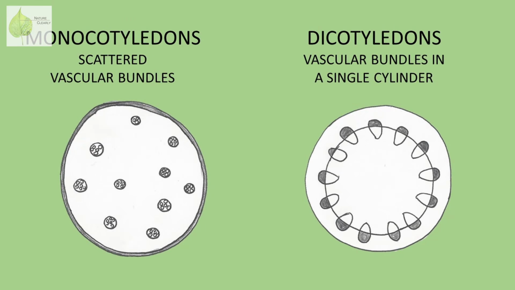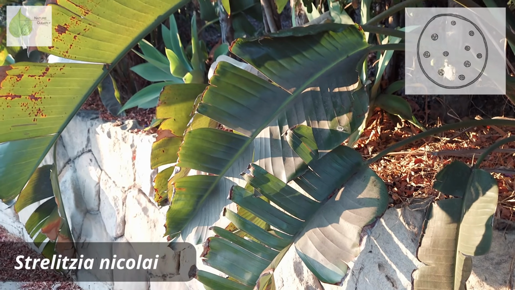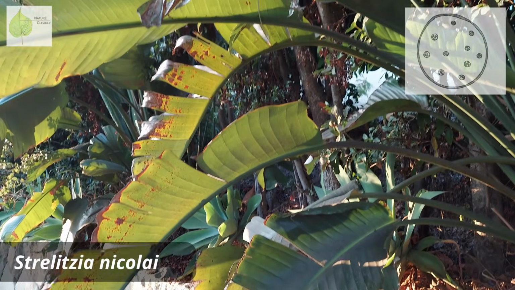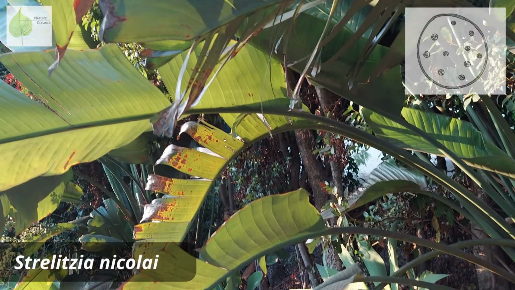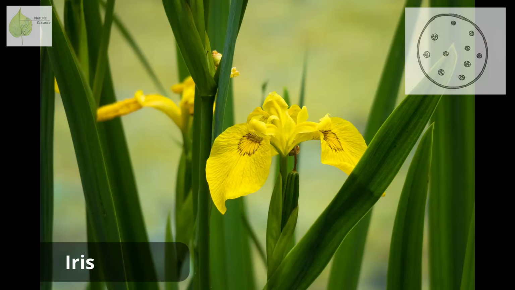Vascular tissue, the system for nutrient and water transport, also differs between monocots and dicots. In monocots, vascular bundles are scattered through the pithy tissue of the stem, while in dicots, vascular bundles are organized into a single cylinder. But this is not really a characteristic you can readily see. However, what you can see is the lack of secondary growth in monocots. This means that monocots don't create cambium, so they don't truly become woody. The vast majority of monocots are herbaceous.